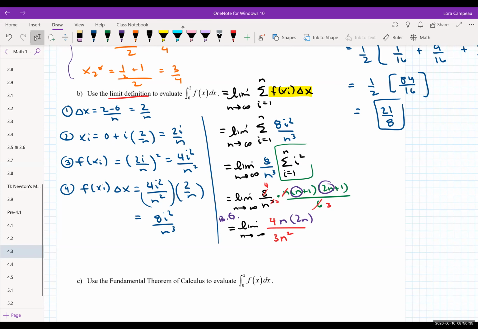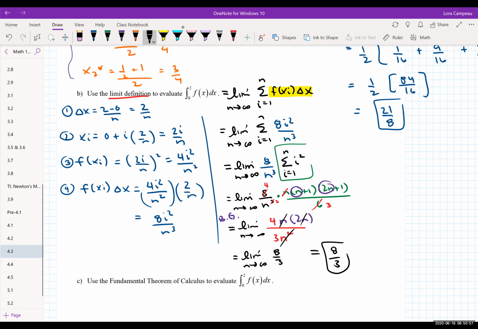So what does that leave us with? You could see where the limits divide out. The n's completely divide out. We get 8/3. And actually, the limit of a constant is just 8/3. We have the exact value of the integral.